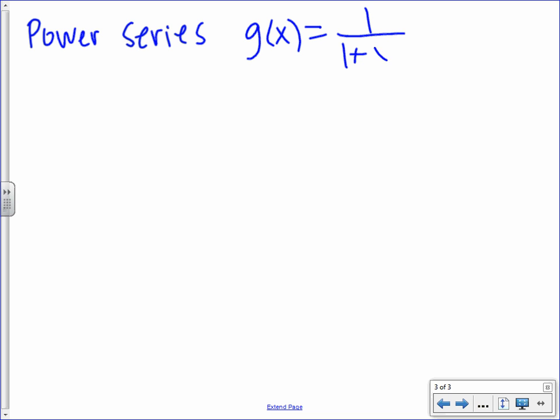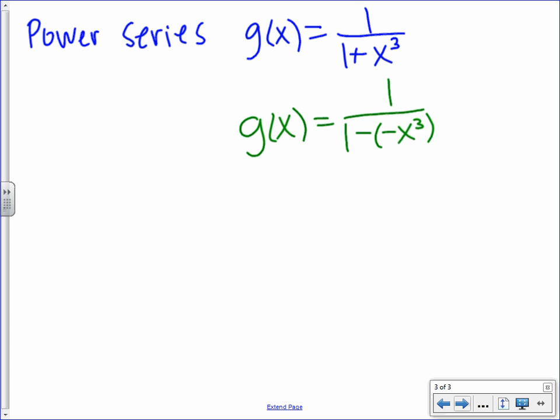Now I want a power series for g of x is 1 over 1 plus x cubed. Okay. Does this look like 1 over 1 minus r? No. If we change it to minus the negative, yes, 1 over 1 minus r.